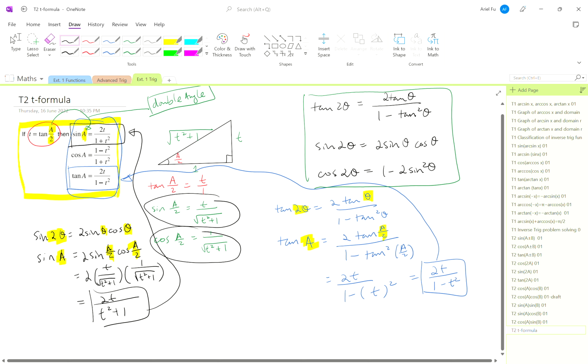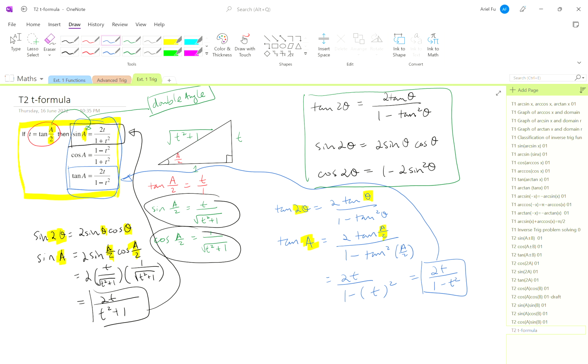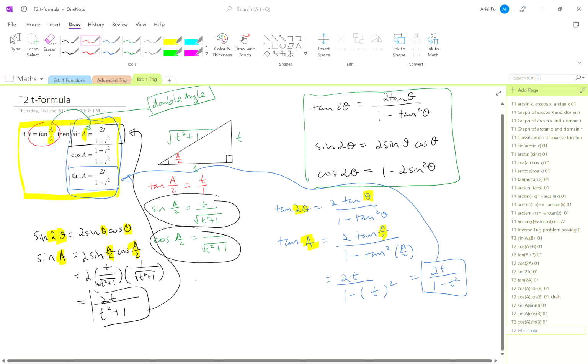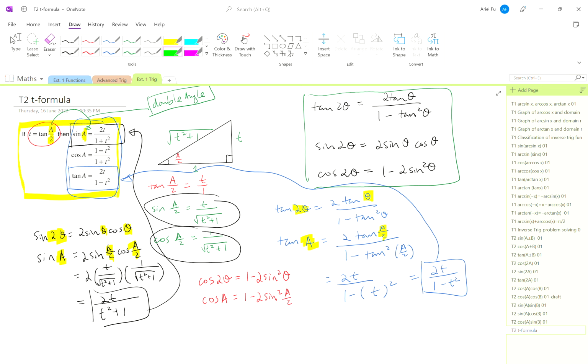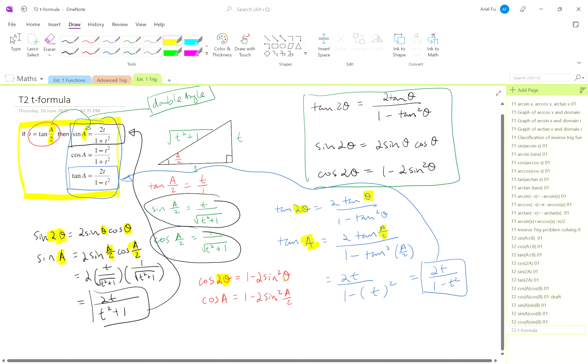Now let's look at the last one. No surprise, it's exactly the same thing as what we've been doing before. We're now looking at cosine of 2 theta. We know that cosine of 2 theta is 1 minus 2 sine squared theta. I just randomly picked one out of the 3 identities. You can pick whichever one, you end up with the same result. So cosine of A equals 1 minus 2 sine squared of A on 2. Again, observe that 2 theta and theta, here A and A on 2, it just means it's double.